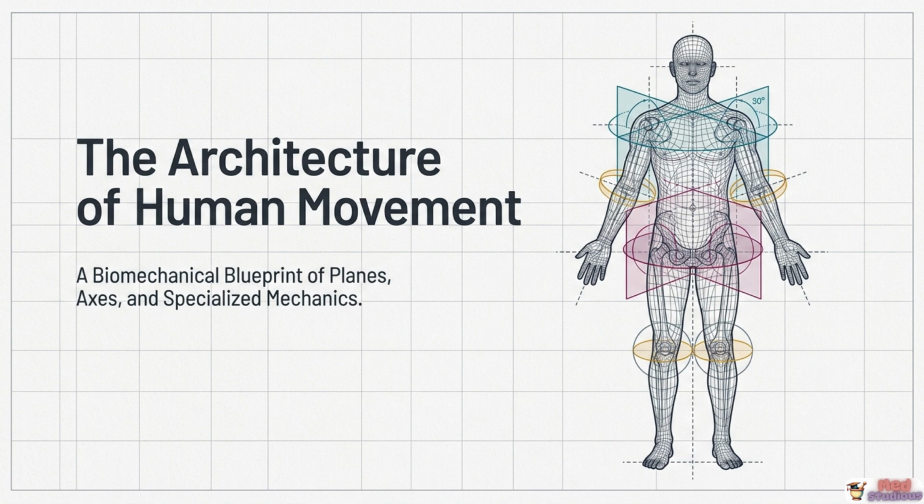structures are located. Before a surgeon can repair a joint, before a physiotherapist can rehabilitate an injury, before a doctor can diagnose movement disorders, they must first understand the architecture of human motion. In this video, Studious is going to take you through that entire system from the ground up. By the end, you will have a complete biomechanical blueprint of the human body locked in your memory.